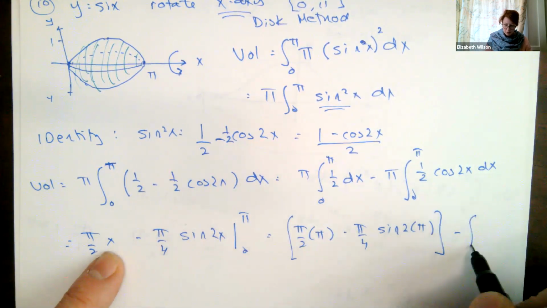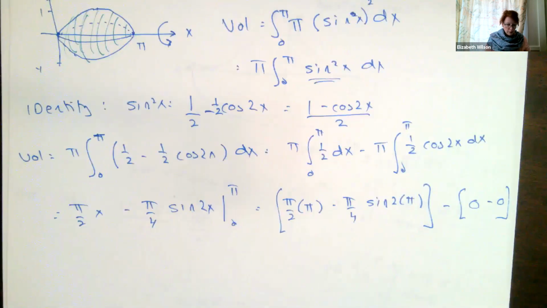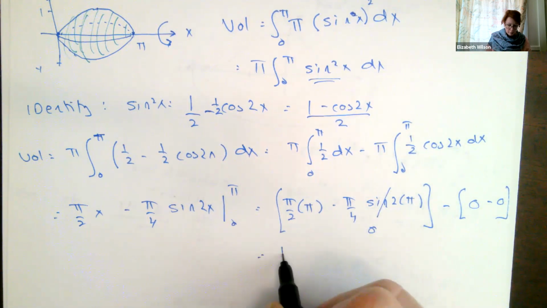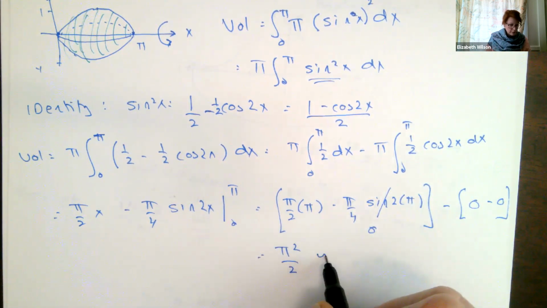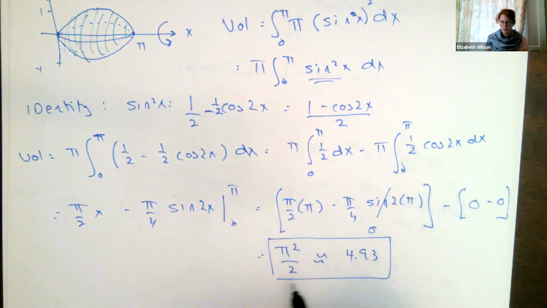minus 0 for x. The sine of 0 is 0, right? Sine of 2 pi is going to be 0 also, right? So I'm just basically going to be getting pi squared over 2, which if you want a decimal is like 4.93. You should leave it in terms of pi.